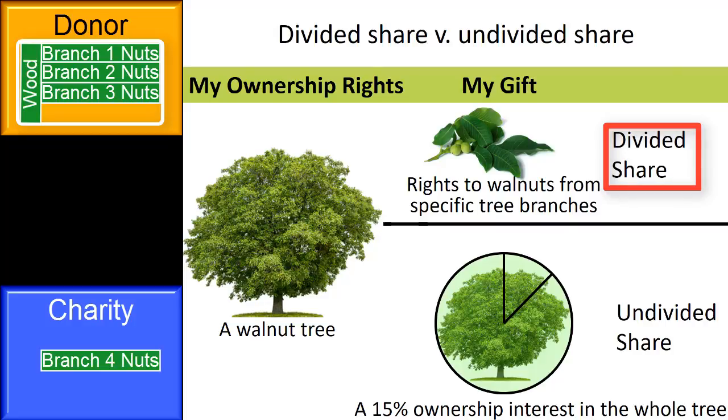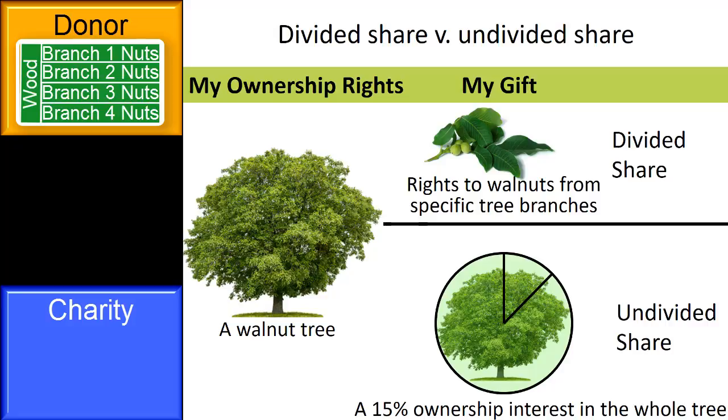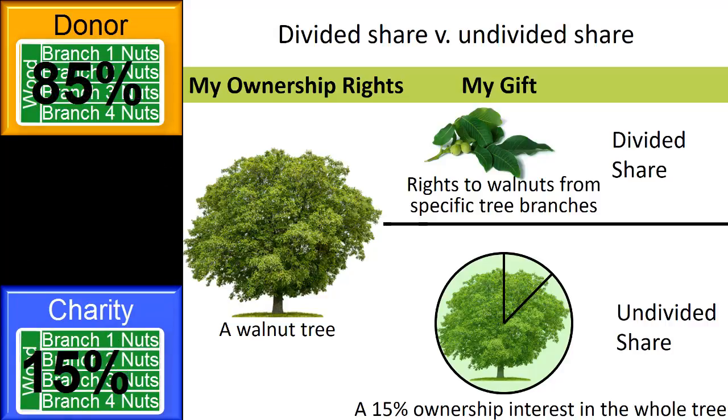In other words, the donor is dividing the tree and giving the charity rights to the walnuts from a specific branch of the tree. Alternatively, the donor could give a 15% ownership interest in the whole tree to the charity. This would give the charity the rights to 15% of any walnuts collected, 15% of the price of any wood sold from the tree, and the right to force the sale of the tree. This would be an undivided share gift because the donor has gifted a share of every type of right he owns in the entire tree.